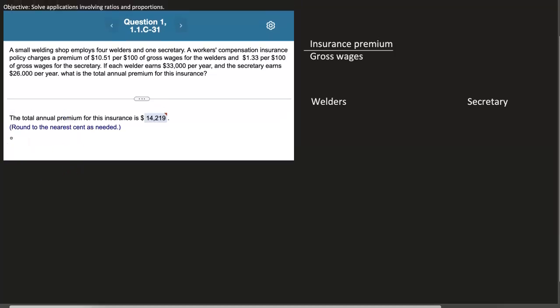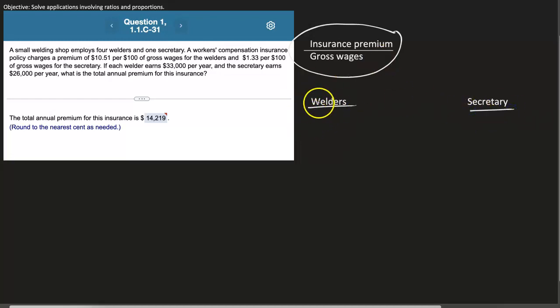In this example, we will look at solving an application problem involving both ratios and proportions. And if you haven't already, take a moment to pause the video to read the full problem statement. So in this problem, we're given some insurance premium amounts and gross wages amounts, and I'm going to look at this particular ratio of insurance premium to gross wages. And I'm going to do that for both welders and the secretary.